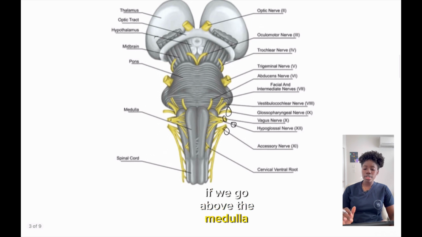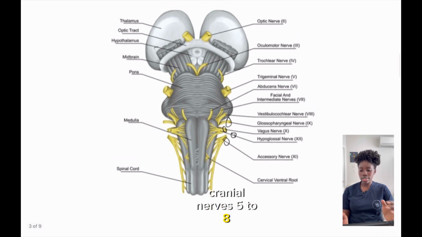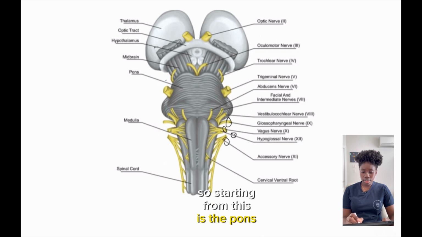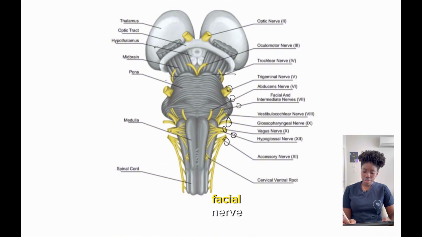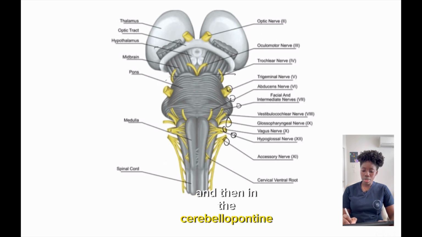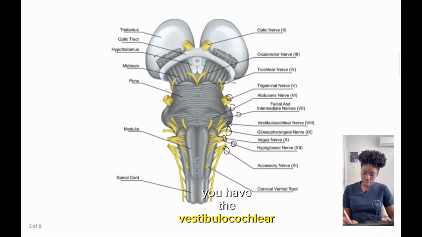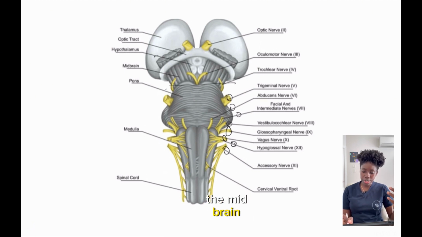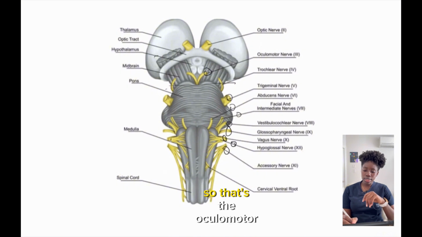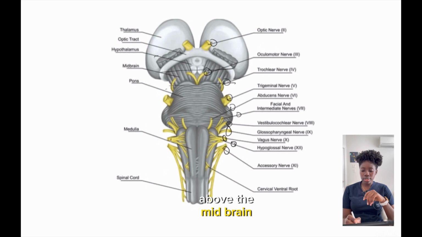If we go above the medulla, then you expect to see cranial nerves 5 to 8. So starting from here, this is the pons, right? We have the trigeminal nerve, abducens nerve, facial nerve, and then in the cerebellopontine angle, you have the vestibulocochlear nerve. Then above the pons, you have the midbrain. We have cranial nerves 3 and 4, that's the oculomotor nerve and the trochlear nerve. Above the midbrain, you have the optic nerve and olfactory nerve.